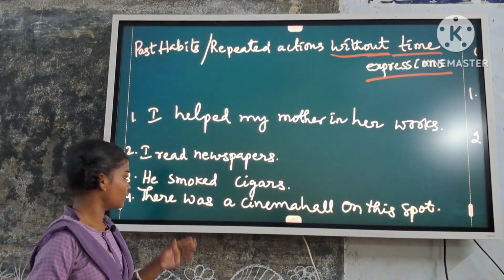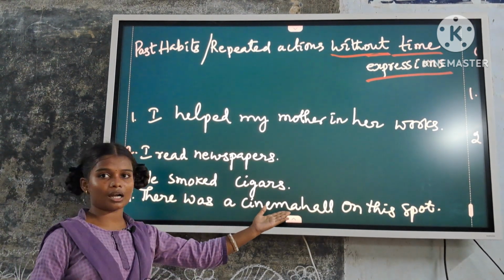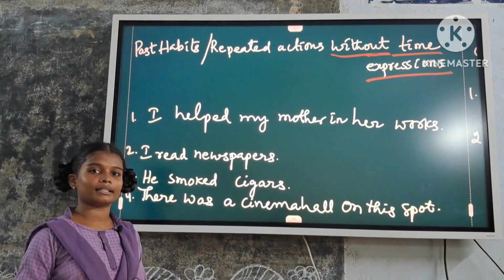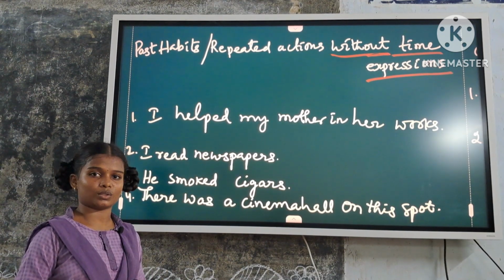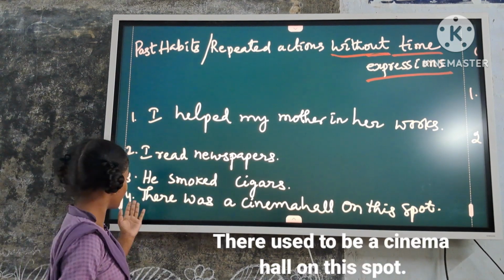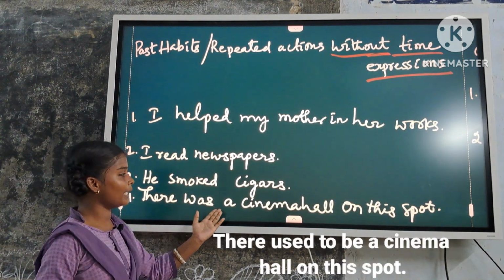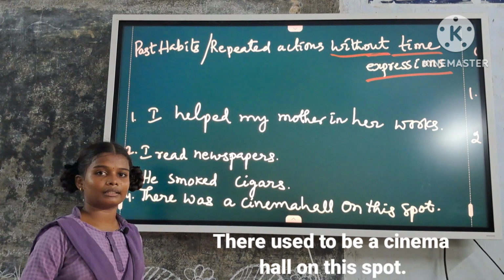Fourth example, there was a cinema hall on this spot. Here there is no time expression, so we use only used to. So answer is, there used to be a cinema hall on this spot.